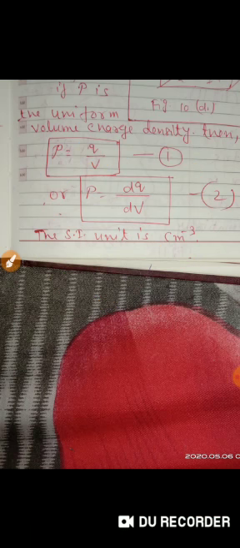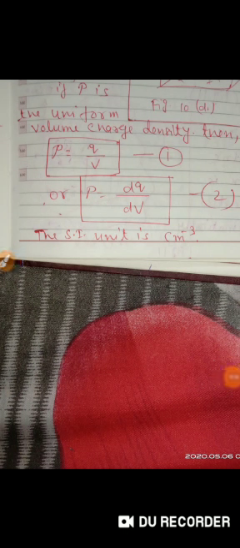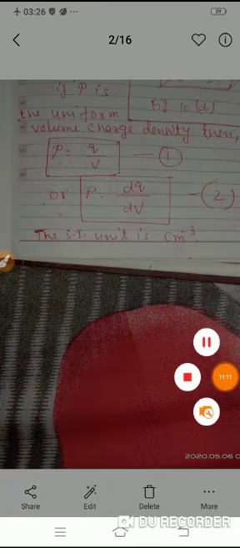What is the SI unit of rho? The SI unit of charge is coulomb, and volume SI unit is meter minus 3. So coulomb meter minus 3 is the SI unit of rho. Okay, student, in this video number 13, I told you about the various aspects of continuous charge distribution. What is the difference between continuous charge distribution and discrete charge distribution? And in the next video I will tell you about the Gauss theorem. So I am going to finish this video number 13, which tells you about continuous charge distribution.